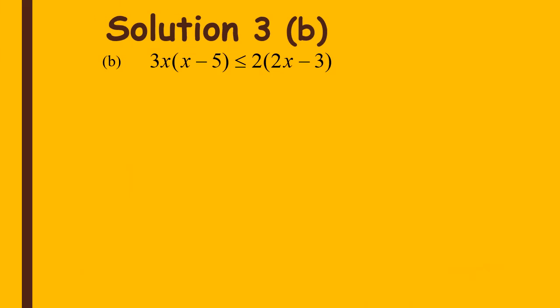3b. So question 3b, we don't have the form of 0 on the right side. So we have to make sure everything is brought to the left side and leave the 0 on the right side. So what we should do for this one, first we expand, because we don't see any quadratic here. So we expand, what we have is 3x squared minus 15x less than or equal to 4x minus 6. So we should leave the right side empty.